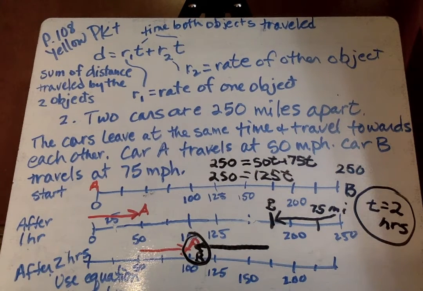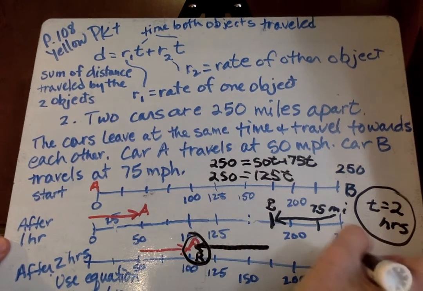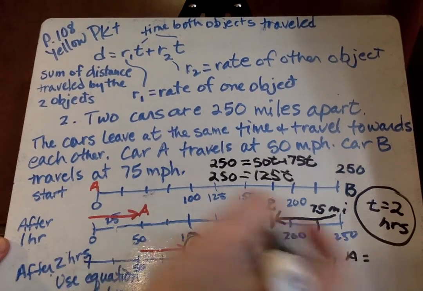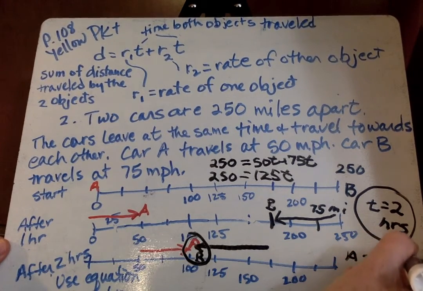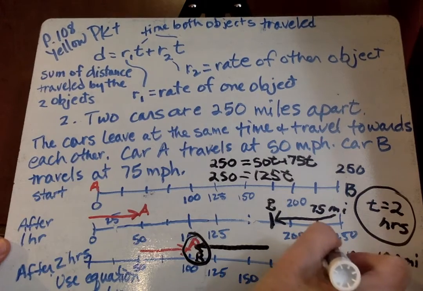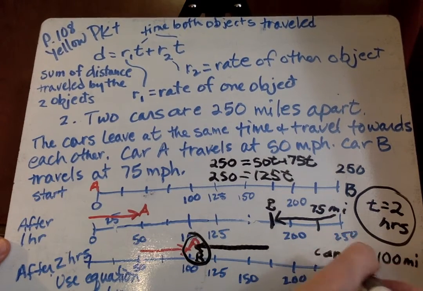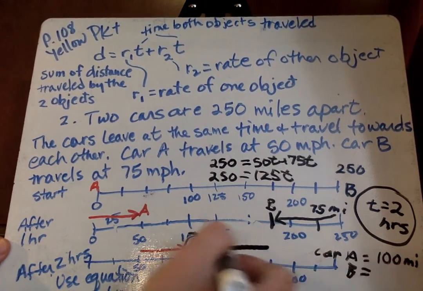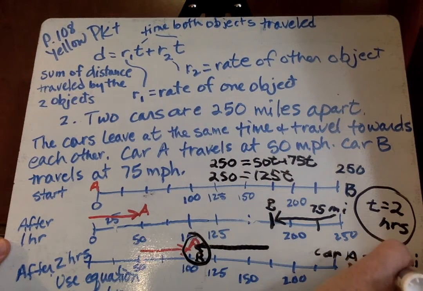Okay. How far had each car traveled at that time? Car A went 100 miles. Car B went 75 and 75, 150 miles.